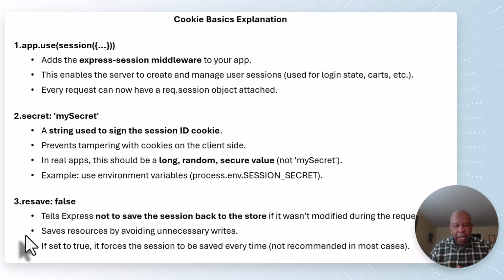Looking at the line by line explanation of what's happening, app.use(session) adds the express-session middleware to your app. This enables the server to create and manage user sessions. It's used in login states and carts. Every request can now have a req.session object. That req.session object is information about you that we can keep track of so that when you come to the website again, we can have some semblance of remembering who you are.